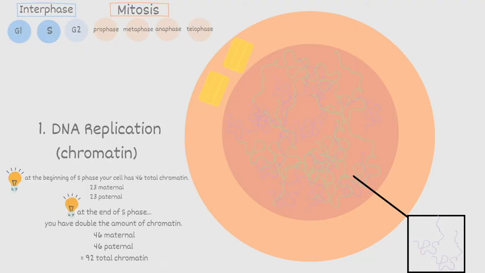You now have 46 maternal and 46 paternal, with a grand total of 92 chromatin. It is really important for you to not only understand what's going on in each phase of the cell cycle, but also to keep track of the number of chromosomes and chromatin in each phase. Keeping track of this number, I think, will help you understand the entire cycle better.